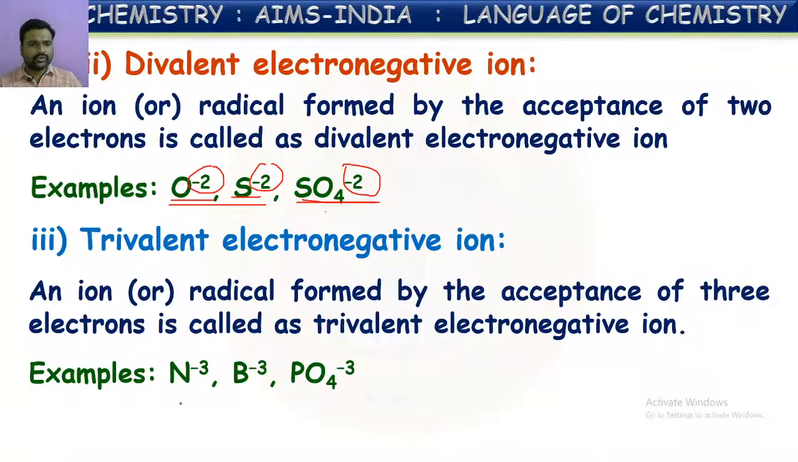And here also nitride ion and boride ion are monoatomic ions. Single atom, they are gaining 3 electrons. If you say phosphate ion, it is the ion which is formed by a group of atoms and they have gained 3 extra electrons. That we can say polyatomic electronegative ion.